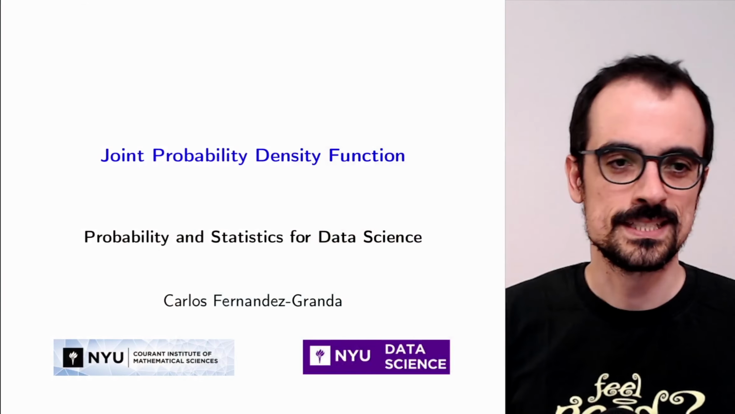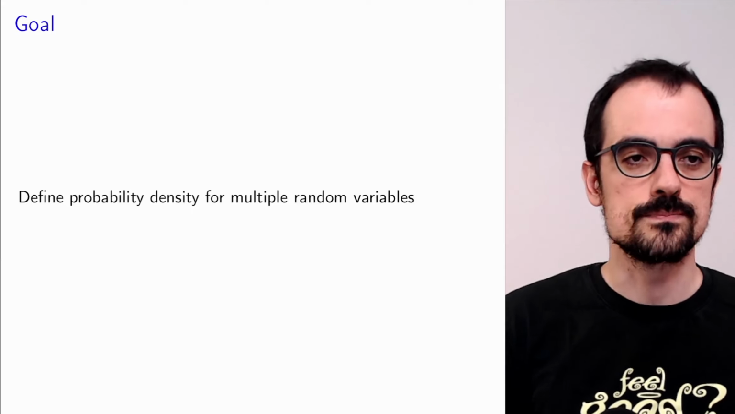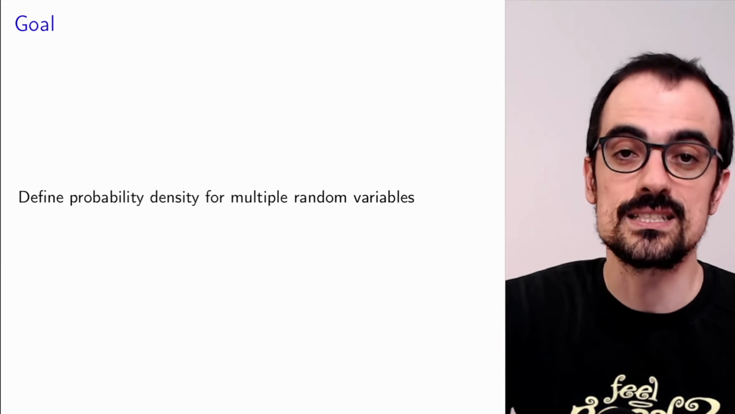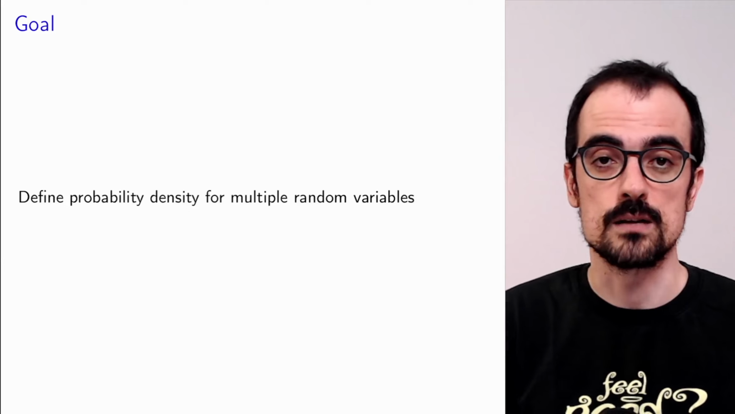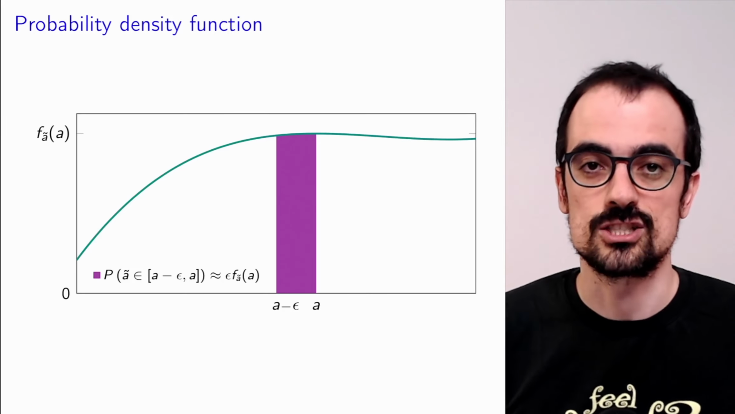Let's get to it. We're going to talk about the joint probability density function. We should remind ourselves, the goal is to define probability density for multiple continuous random variables. And where I was going is that we should remind ourselves what probability density actually means.